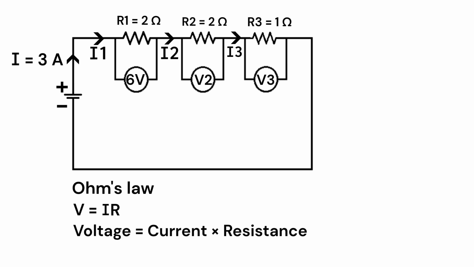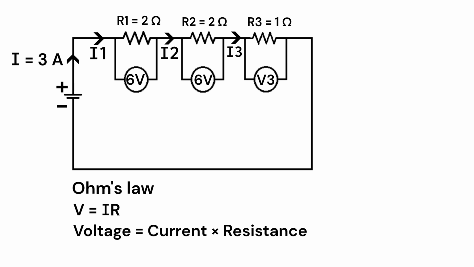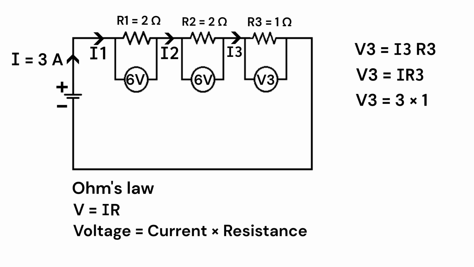And voltage at resistance R2, V2, is equal to I2 R2. Again, current is the same anywhere in the circuit. So V2 is equal to I R2. Then V2 is equal to 3 into 2, which becomes 6 volts. So voltage at resistance R2 is 6 volts. And voltage at resistance R3, V3, is equal to I3 R3. Current is the same everywhere in the circuit. So V3 is equal to I R3. Then V3 is equal to 3 into 1, which becomes 3 volts. So voltage at resistance R3 is 3 volts.